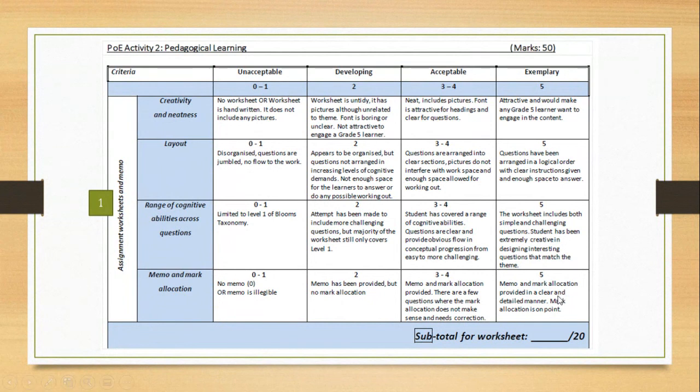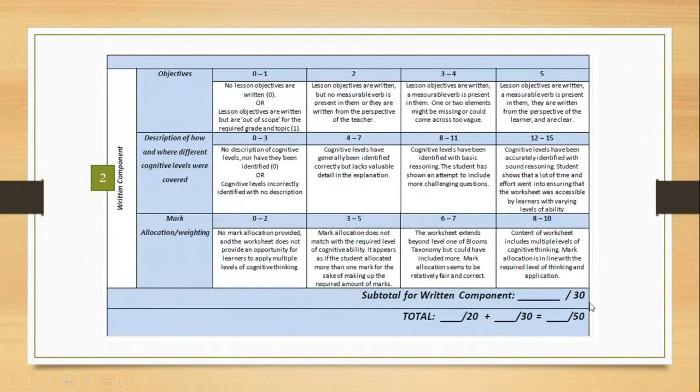Then memo and mark allocation. Make sure that you provide me a memo as a copy of the worksheet with the filled in answers underneath each question in red with the ticks indicating the marks, and that every question's total marks is allocated on the right. So you will see that 20 marks out of the 50 is for your assignment, worksheets and memo. And the 30 marks out of 50 marks is for this written component, the second part. So please don't forget about this part. It's the most important part.